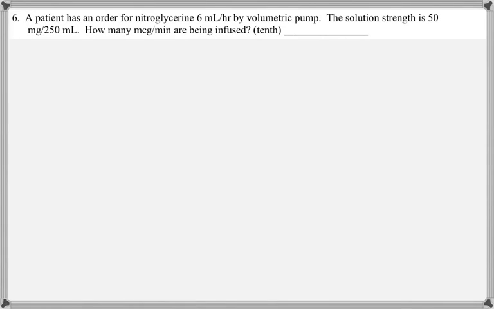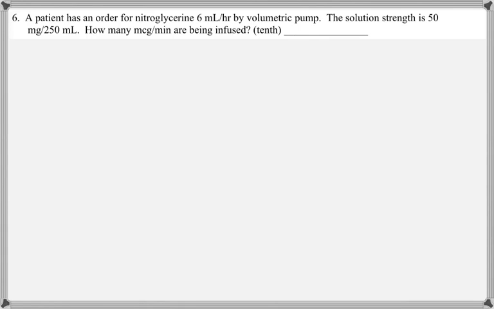Number 6 says, a patient has an order for nitroglycerin 6 mLs per hour by volumetric pump. The solution strength is 50 mg per 250 ml. How many mcg per minute are being infused?